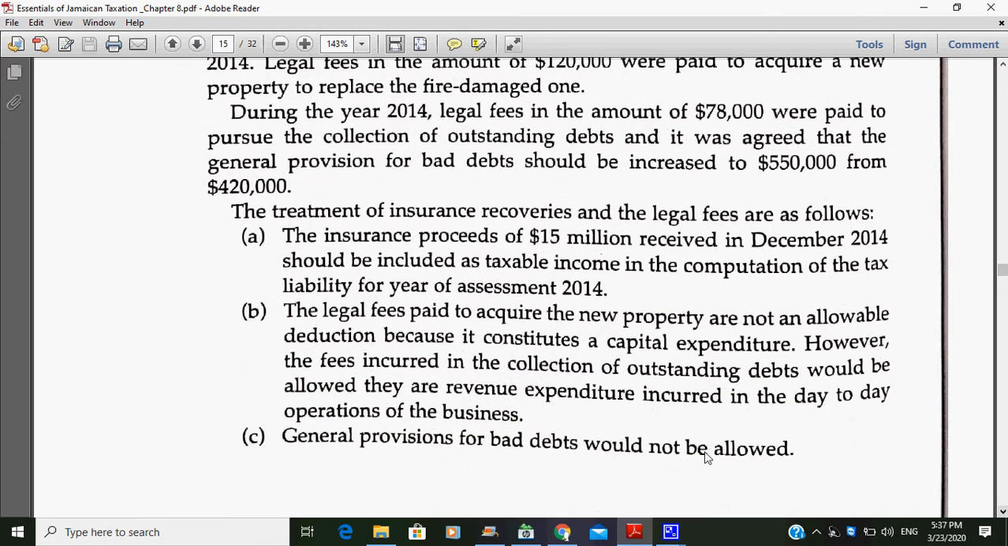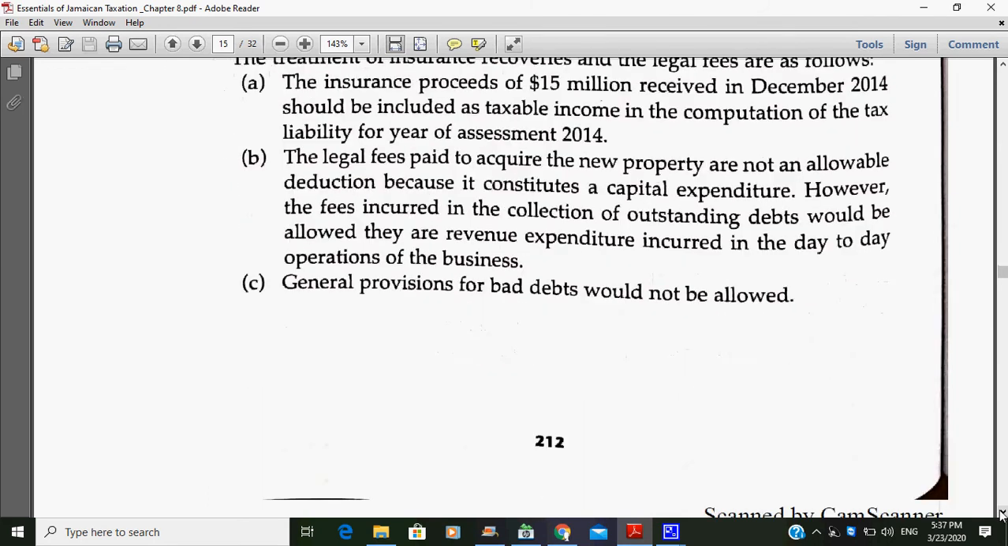However, the fees incurred in the collection of outstanding debts would be allowed. They are revenue expenditure incurred in the day-to-day operations of the business. General provisions for bad debts would not be allowed. Alright.